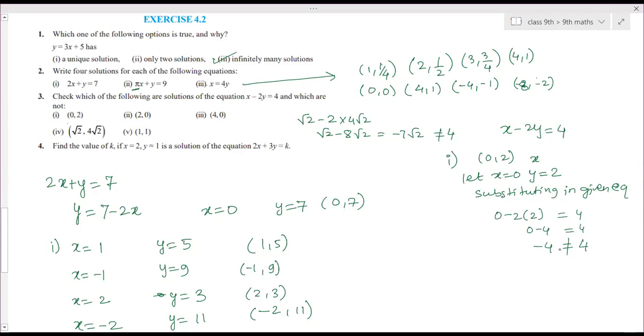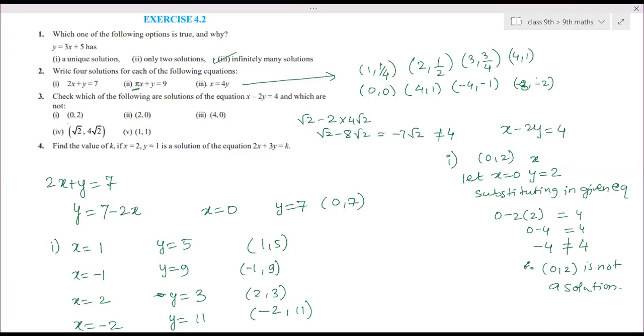It is 4, it is 4 yet, right? So these are not equal. So therefore, at the end, you have to write the statement: 0, 2 is not a solution of given equation. Clear? So this way you have to write all of them. Any of this is not a solution.